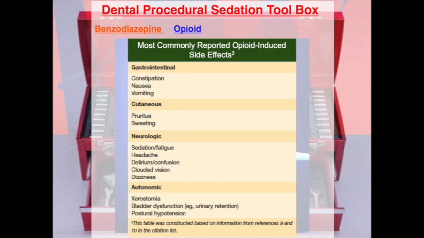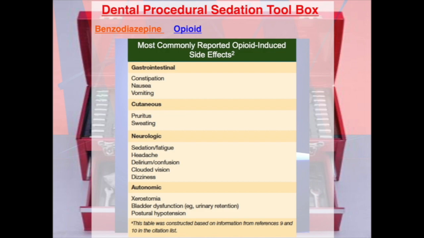The most commonly reported opioid-induced side effects are, and this is big, constipation, nausea, and vomiting. So I'm kind of hesitant to use large doses unless we're doing some pretty painful surgery for the patient. It can cause pruritus, which is skin itching, and diaphoresis, which is sweating. This is especially seen with morphine, where you have the histamine release. But you're going to start to see such things as sedation and fatigue. Sometimes it provides some effects that we don't like: headache, delirium, confusion, clouded vision, and dizziness.